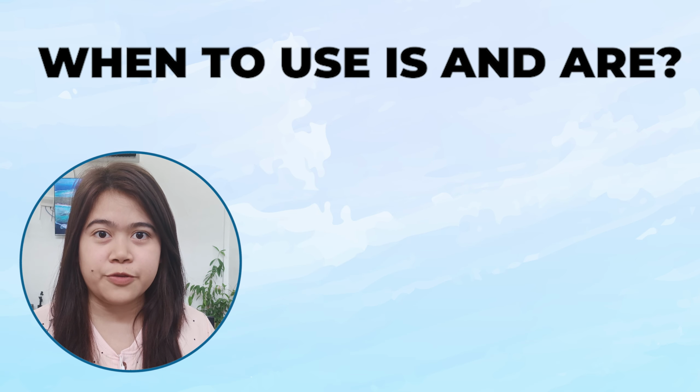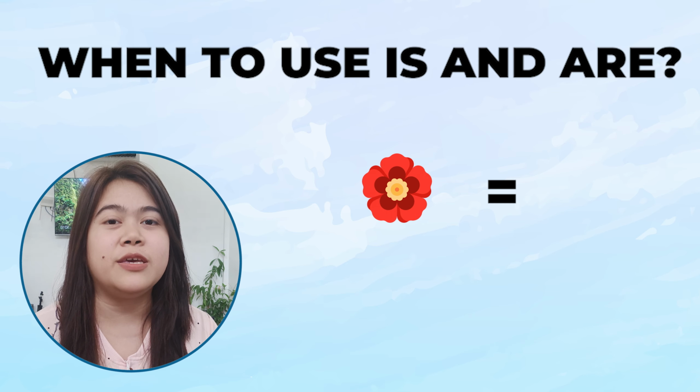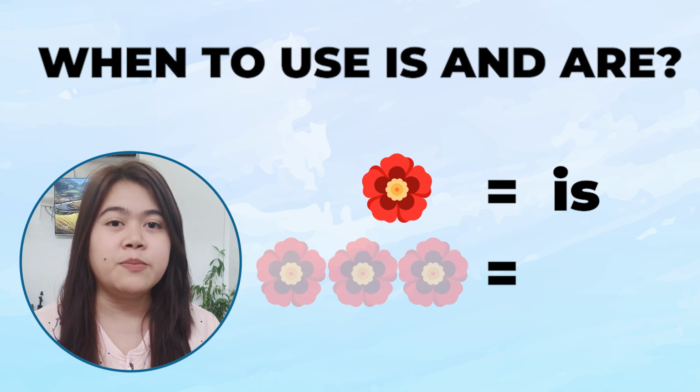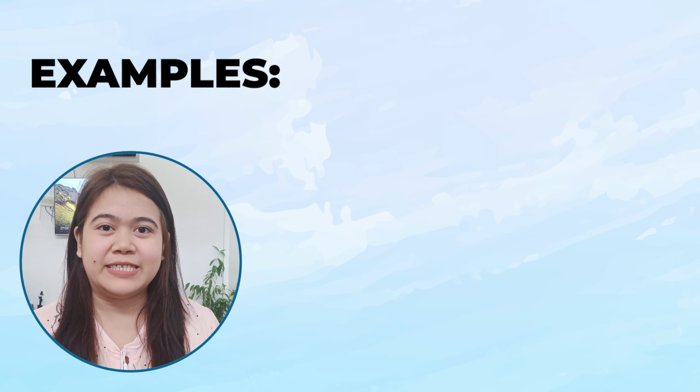Let's start with the most important rule. If the subject is one, we use is. If the subject is more than one, we use are. Okay, so let's take a look at some examples.